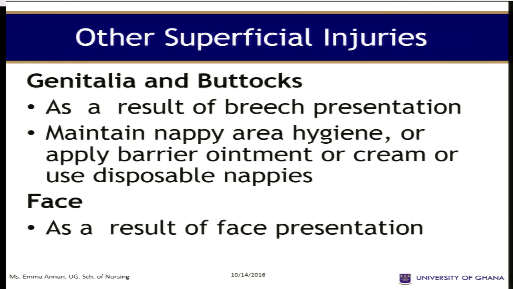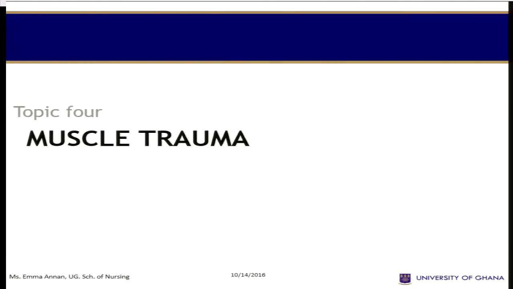We also have face injuries, and this one is also as a result of face presentation. So if the baby is coming with a face and we do VE, if you're not careful, the baby is going to sustain superficial injuries. Another injury that I want us to look at is muscle trauma.